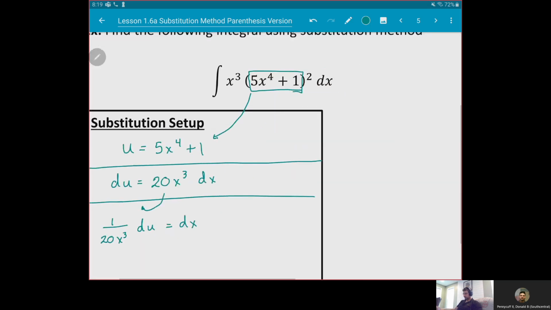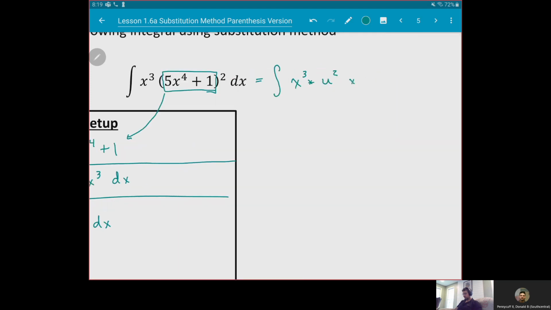All right, so now let's go up to here and let's plug that in. So that is x cubed times u squared times 1 over 20 x cubed du. Okay, let everyone get to here. Now I'm going to talk to you guys about something that is going to be extremely important in Calculus 3. So I'm actually going to do this in more steps than I would normally anticipate doing it in.